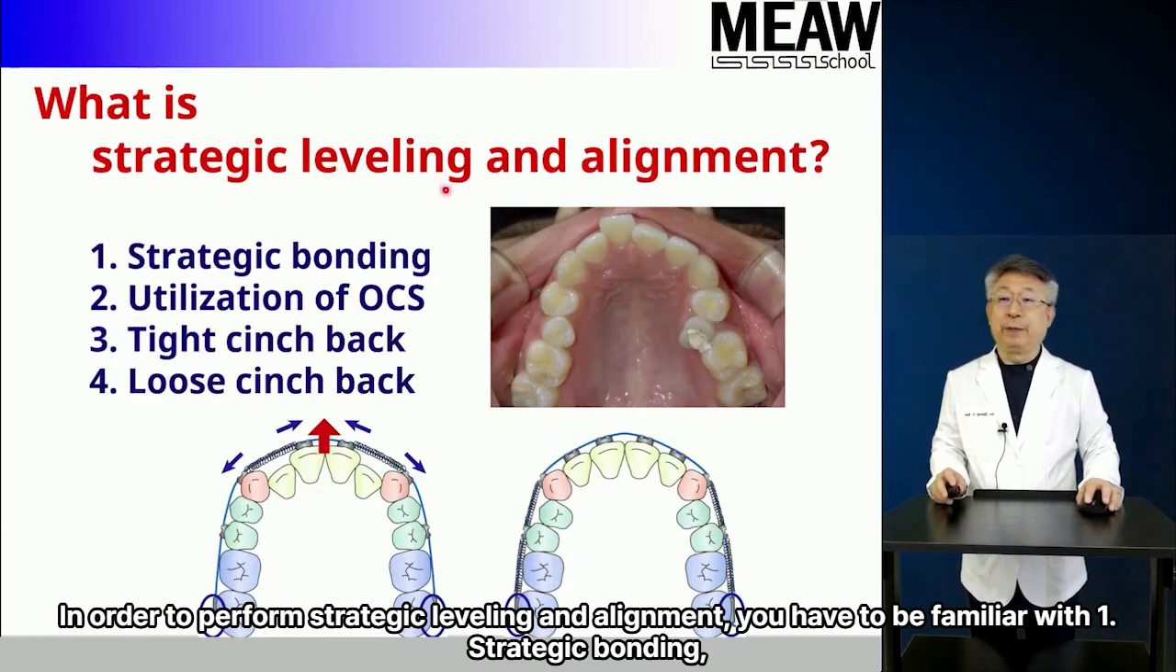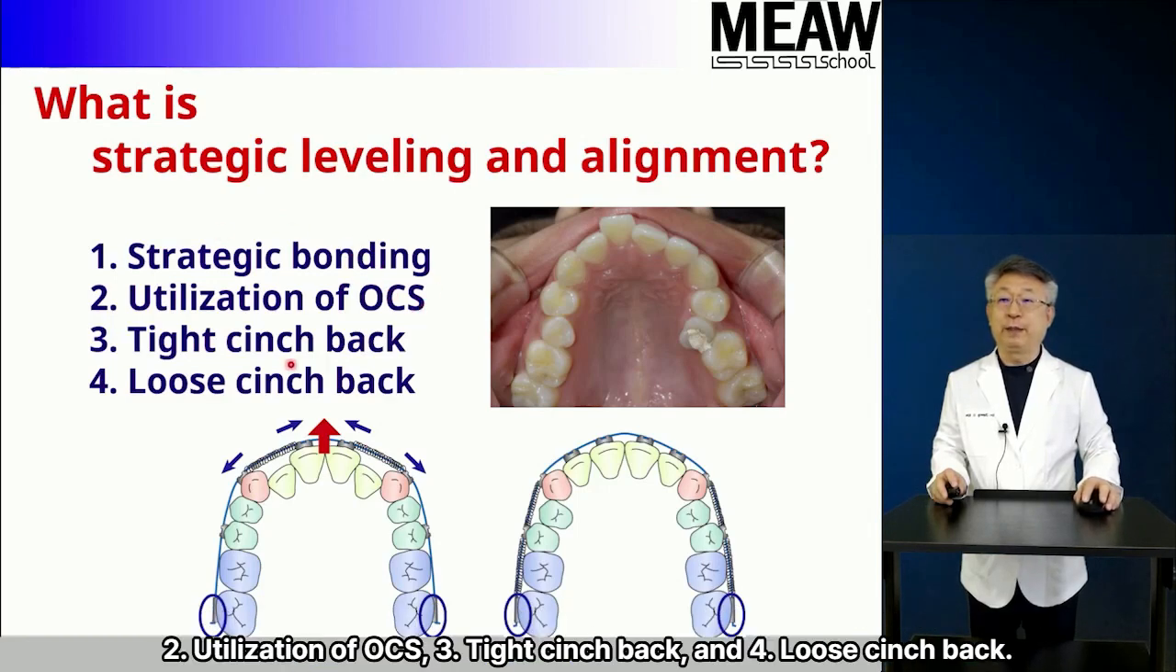In order to perform strategic leveling and alignment, you have to be familiar with 1. Strategic bonding. 2. Utilization of OCS. 3. Tight cinch back. And 4. Loose cinch back.